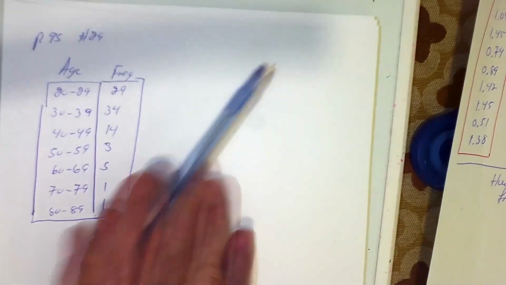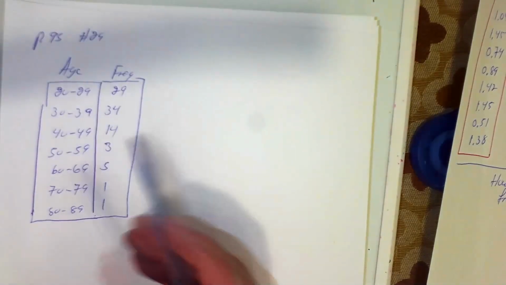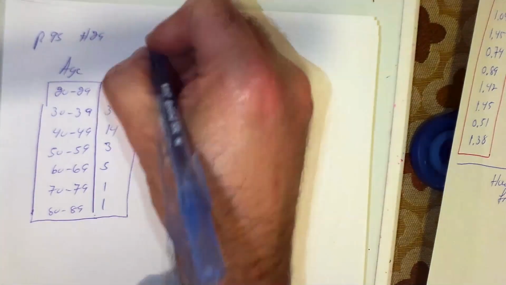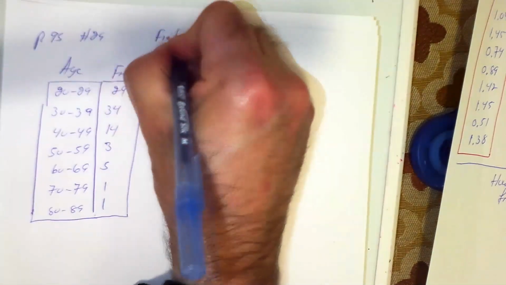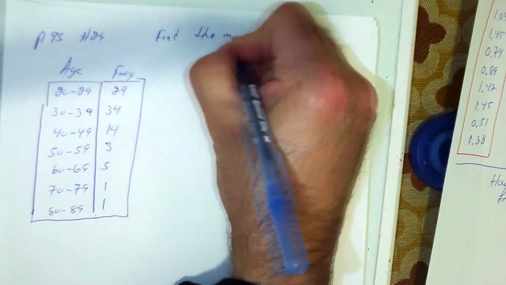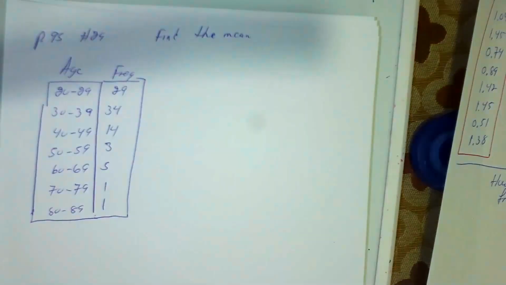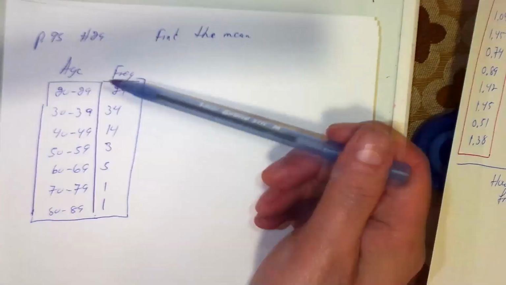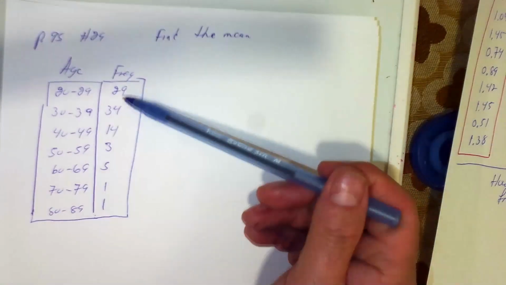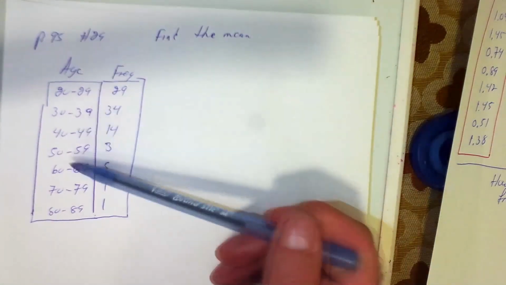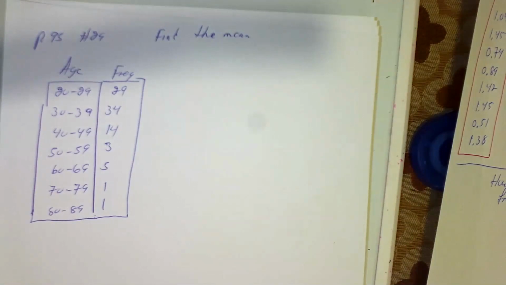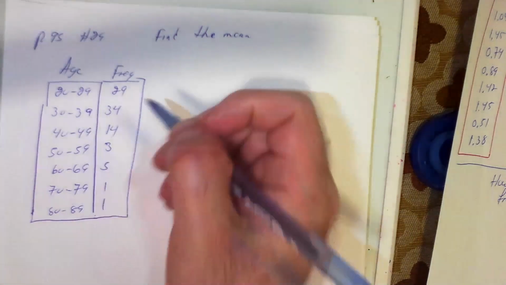Okay, here's my table, and I want to find the mean. We can't find the mean like we did with the numbers, where we add them up. I know you're thinking, let's add these up and then divide by 7. No, that doesn't work. You can't do it the same way as with raw data. This is a table. These are counts.